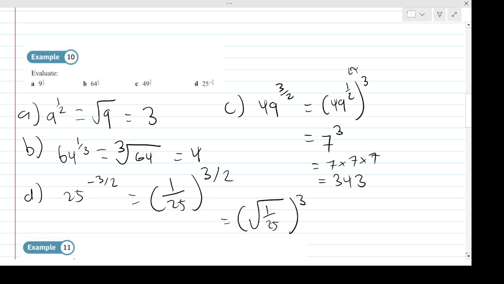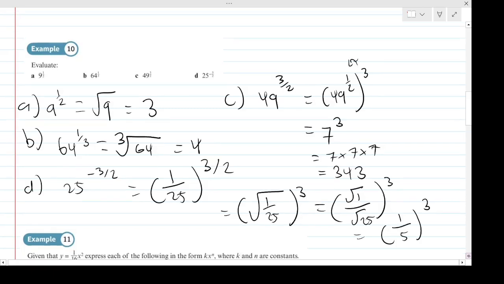Well, root 1 over 25, you should remember the third law of indices. We will look at thirds actually next time, but for now, you should recognise we can split this up as root 1 over root 25. And so actually then we can individually square root the top and the bottom number. Well, root 1 is just 1, and root 25 is 5. And then that'd be all cubed.